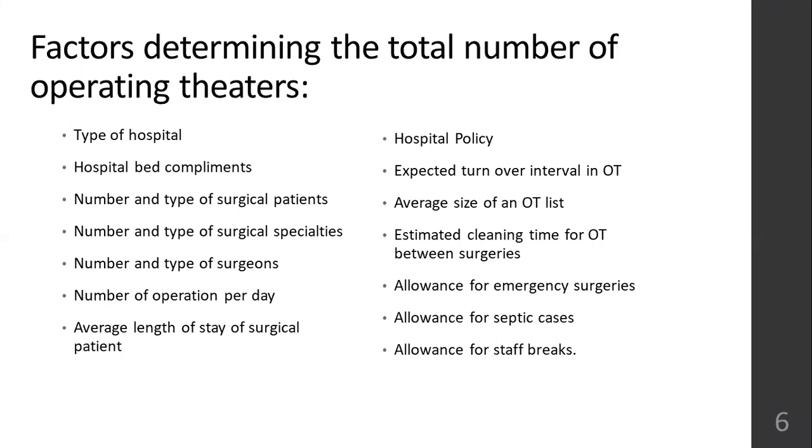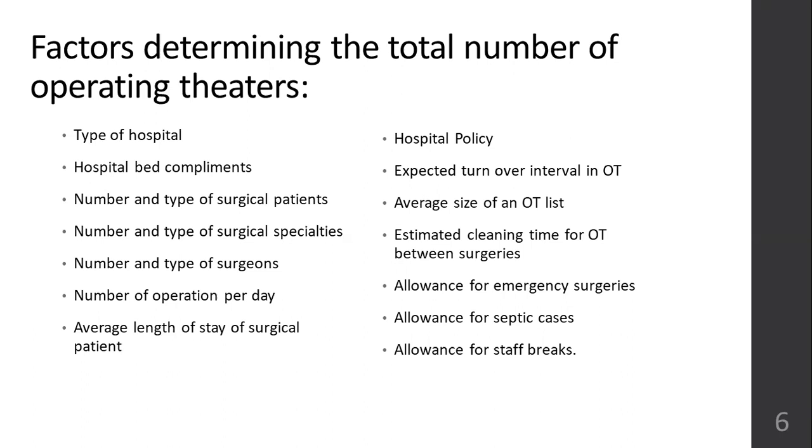Then the number and type of surgical patients. On a daily basis, how many surgical patients do you see in a hospital on average? That should be considered for any renovation. The number and type of specialties: the more types of specialties you have within the hospital, the more operation theaters you will need. More surgeons as well. More surgeons, more OTs will be required.